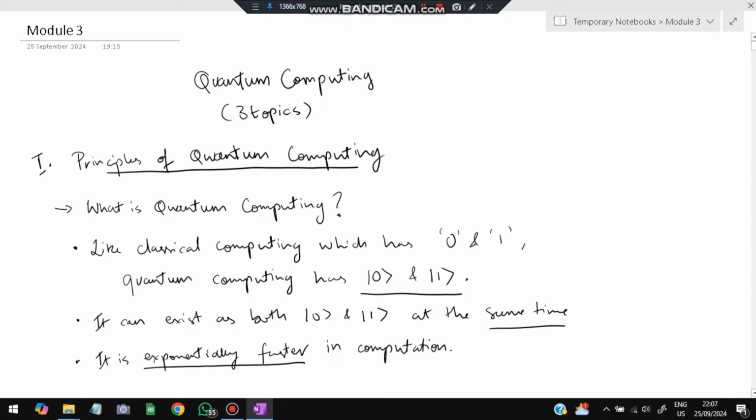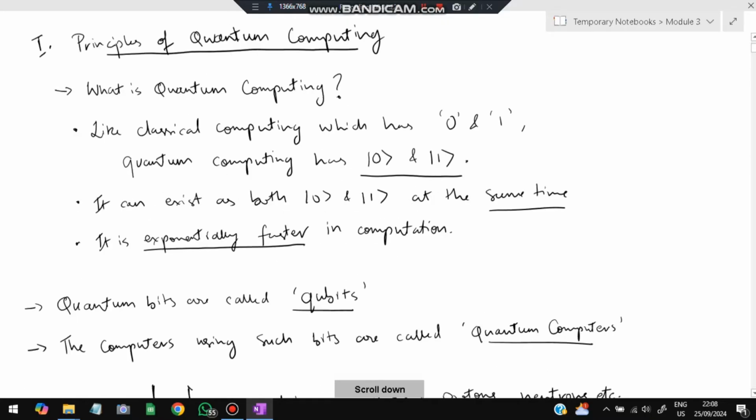Here it can exist both as 0 and 1 at the same time, and it is exponentially faster. In classical bits we have either 1 or 0, represented in transistors and circuits, but qubits are represented using electrons, protons, neutrons, and very small subatomic particles. It's much faster. The quantum bits are called qubits, and the computers that use such bits are called quantum computers.